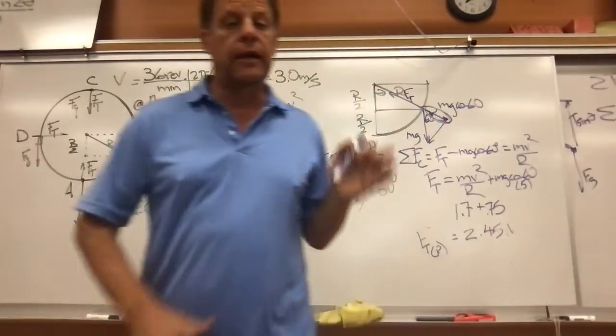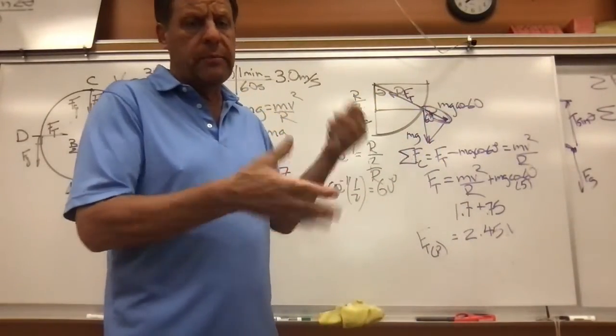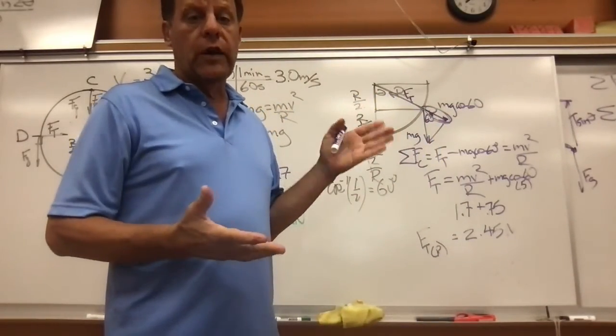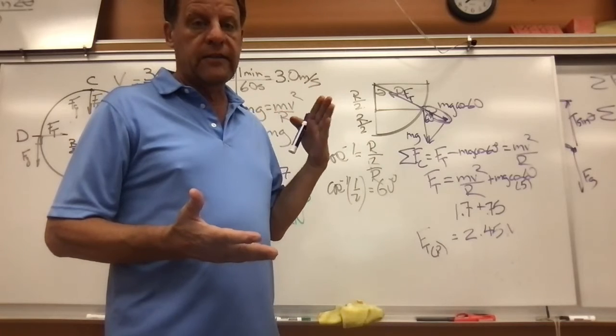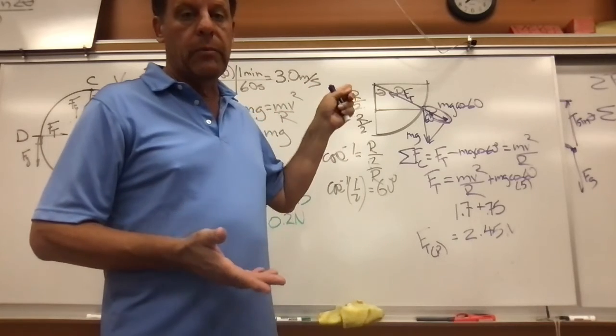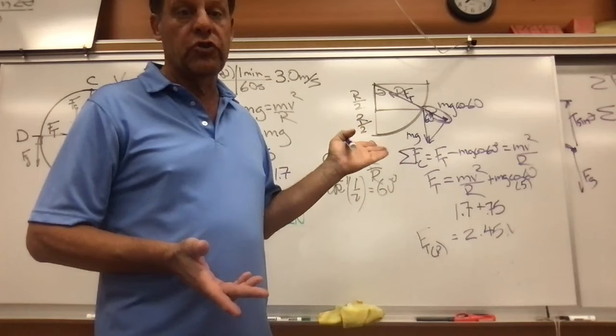So the force of tension at P is 2.45 newtons. Definitely tricky, but all you have to do is set up that free body diagram, and figure out your x-axis and y-axis. Now remember, our x-axis is really just towards the center.